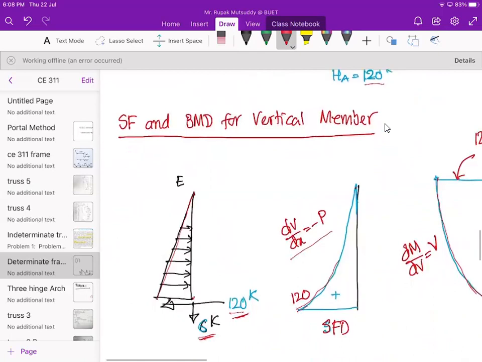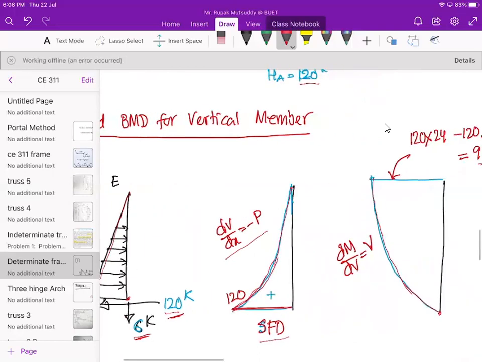Now this uniformly varying load, the reaction is acting towards left. So the shear force is acting left here. Then it will gradually decline. At the beginning, it will decline rapidly, and after some time, it will be like this. So this is the shear force diagram.